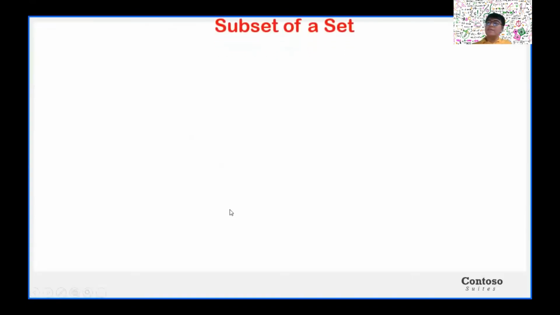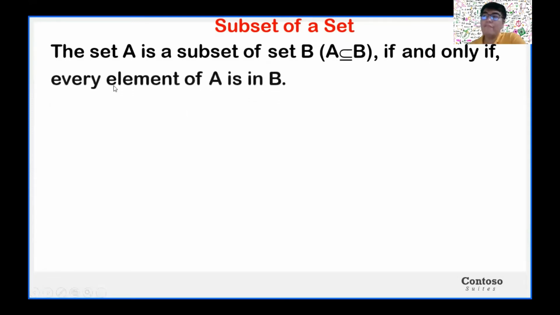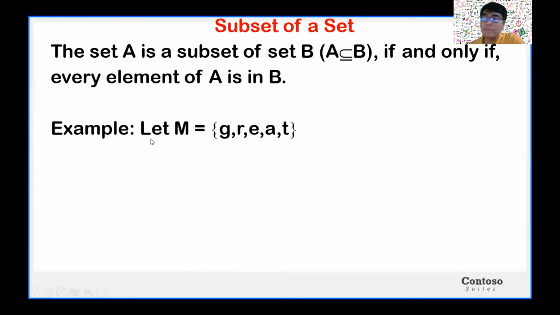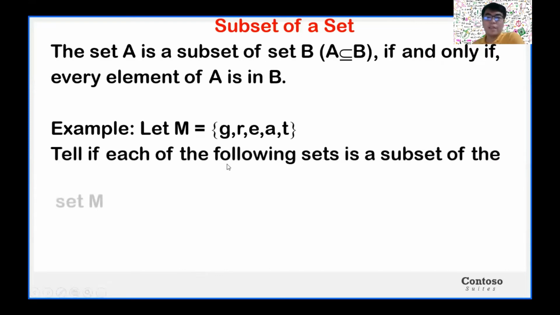Next, subset of a set. The set A is a subset of set B, denoted as A subset of B, if and only if every element of A is in B. So, example: let M be a set containing these letters: G, R, E, A, T. Tell if the following sets are subsets of the set M. A, the set containing A and T.